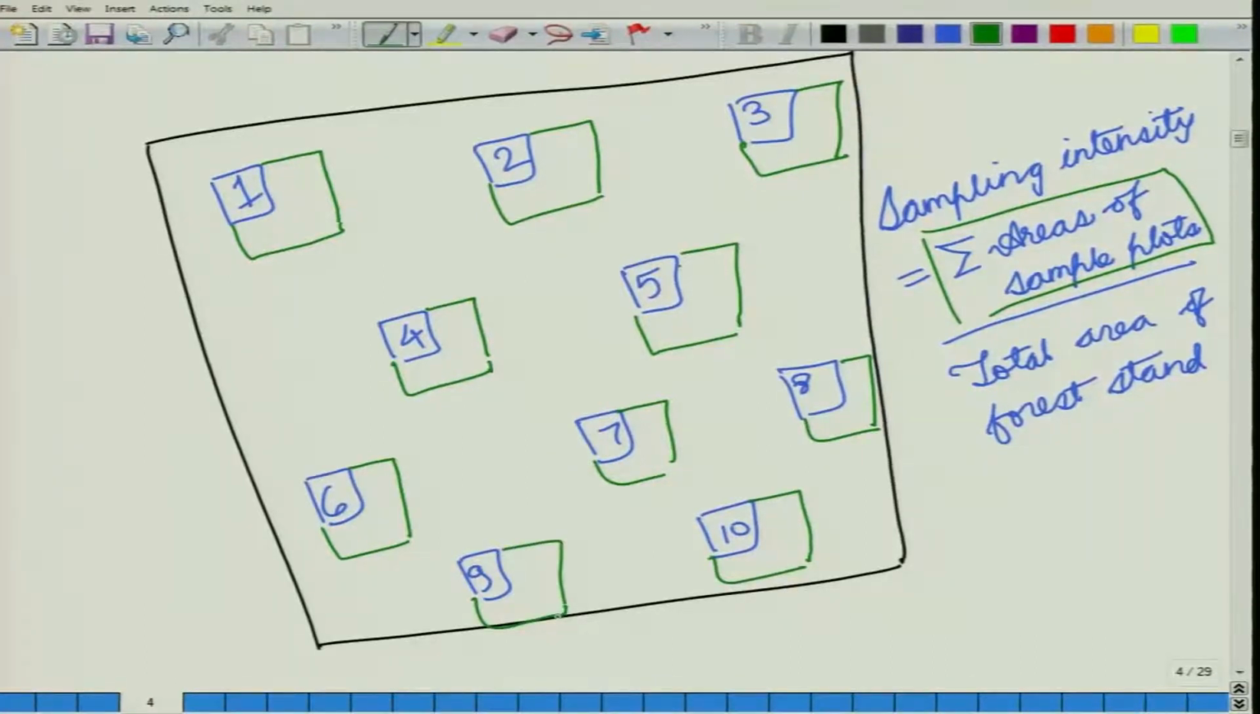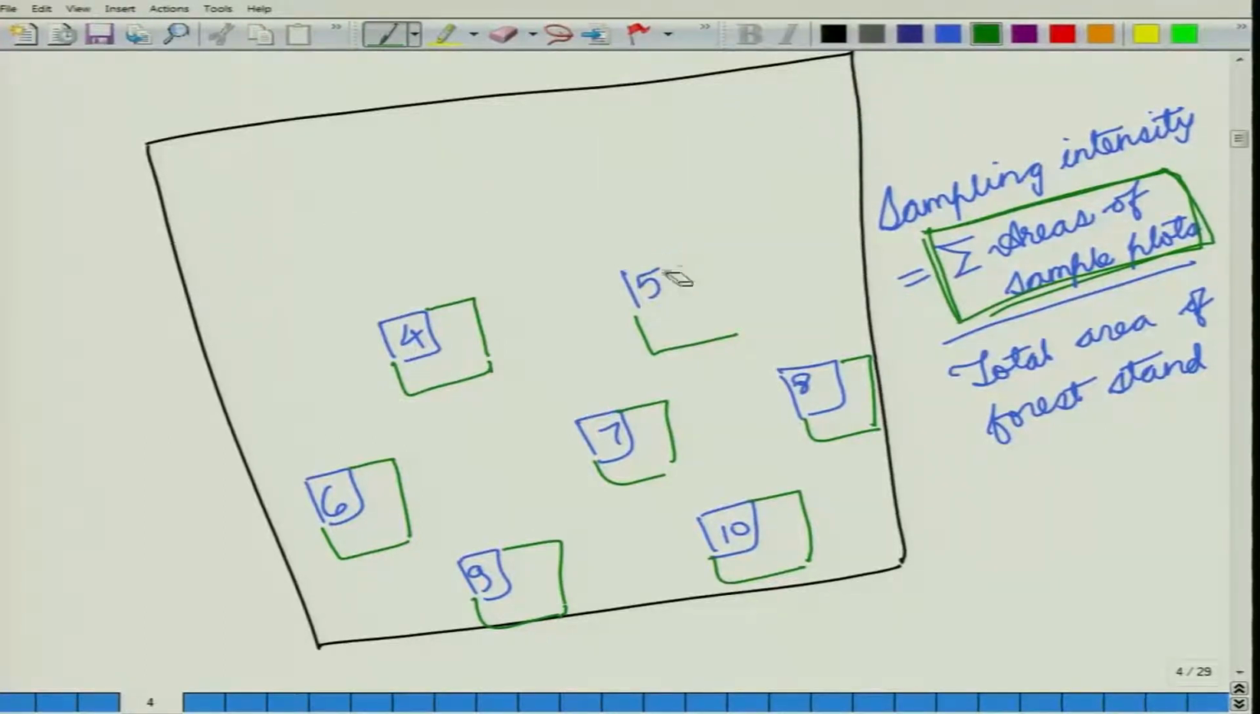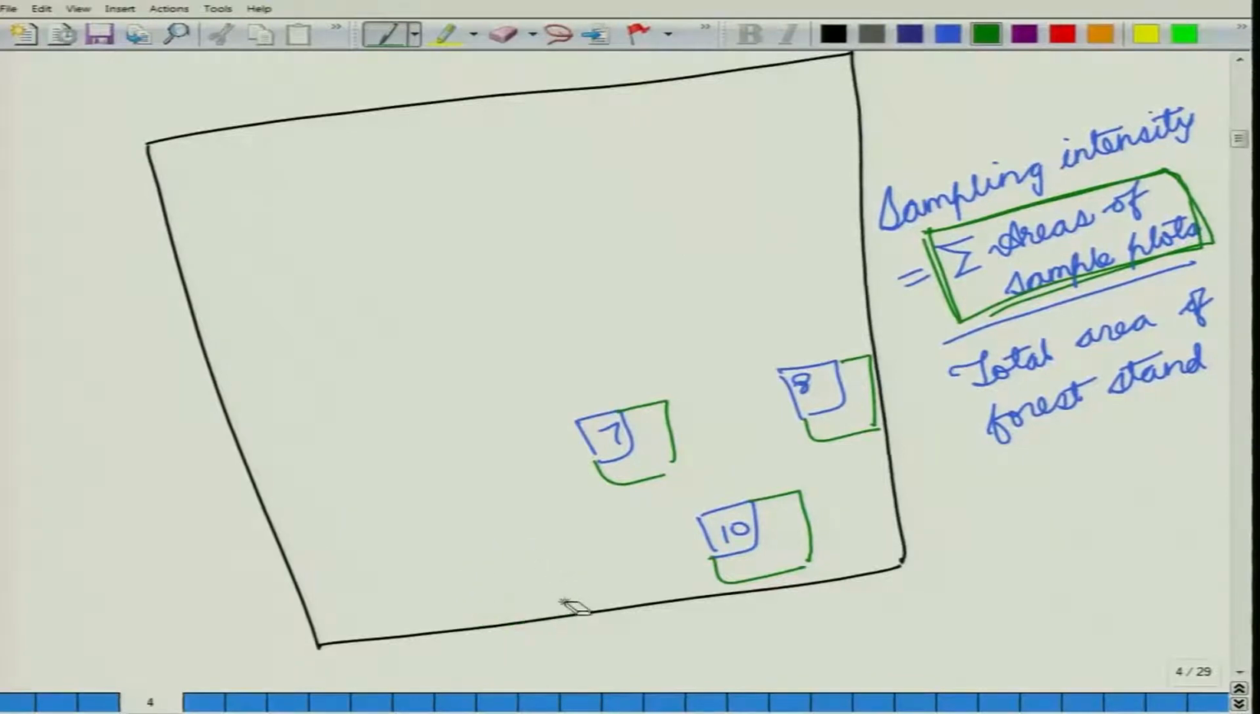So, in this case as well, the number of sample plots has remained constant, but the sum of the areas of the sample plots has become 4 times the original area. So, we can say that the sampling intensity has become 4 times as much as the previous instance. But in the case of point sampling, we are not defining any fixed area sample plots.